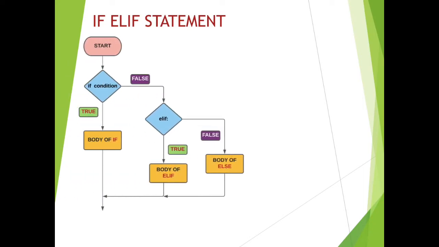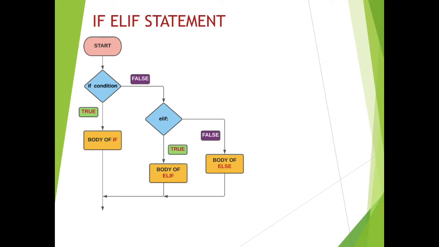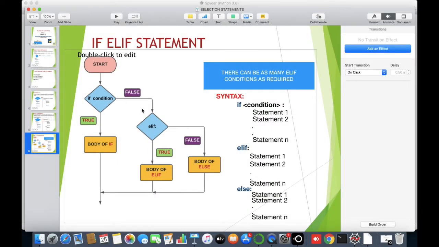So in this way, the if elif selection statement is implemented. This is the flow chart for that purpose. It is used in situations where there are more than 2 conditions. So in case of more than 2 conditions, we'll use the if elif statements. What is the syntax? The syntax is as follows. We'll give if, after that the condition, and if the condition is true, then whatever is written within it will be executed. Otherwise, elif, under elif also there will be a condition, and if the condition within elif is true, then it will be executed. Otherwise, it will go to the else part. In this way, the if elif statement generally works.